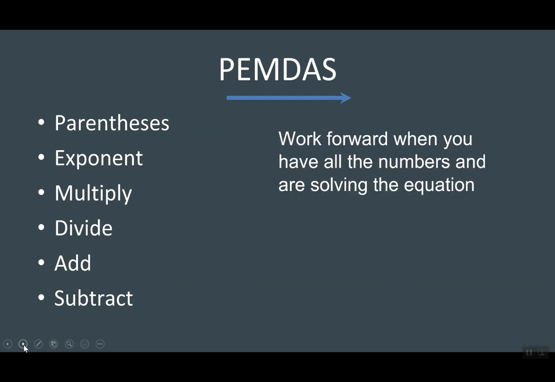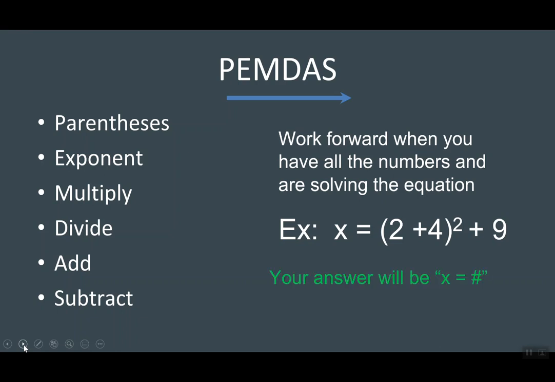And we follow this order whenever we have all of the numbers and we're trying to solve our equation. So in this case, we would do whatever's inside parentheses first, the 2 plus 4. Then we'd go to the exponent, so we'd square it. There's nothing to multiply and divide, so then finally we would add the 9. And our answer would take the form of x equals some number.